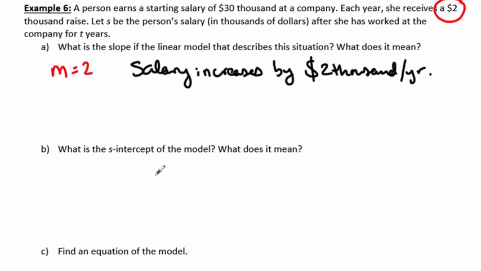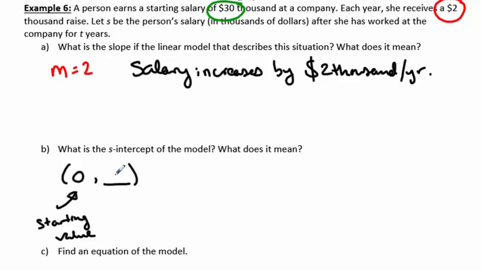What is the s-intercept? I know that the s-intercept is going to start with 0, comma, some value. This 0 is going to refer to the starting year, the year that is 0 years since some initial year. So since we're looking for the starting value to fill in the rest of this ordered pair, we look for her starting salary, which is $30,000.